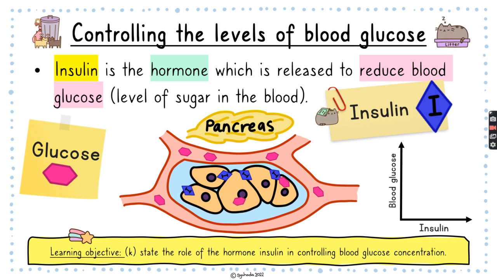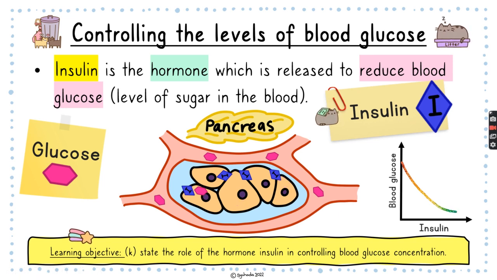So uptake of glucose from the blood will increase. And now we have a decrease in glucose that is available in the bloodstream. And not just that, but remember there's a second function of insulin, which is that it also promotes the conversion of glucose into glycogen. So because there is now less glucose in the blood, the graph would go down. So as insulin increases, the blood glucose would also decrease.